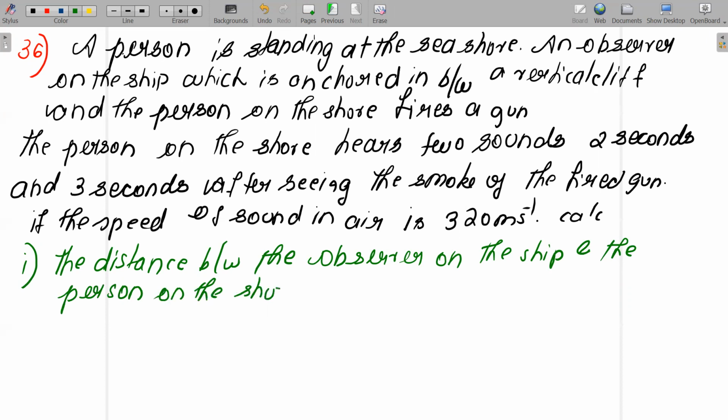Jeevan, write fast. On the shore. What is the answer, children? 740. Distance is equal to speed of sound into time. That is equal to 320 into 2, which will give you 640 meter.